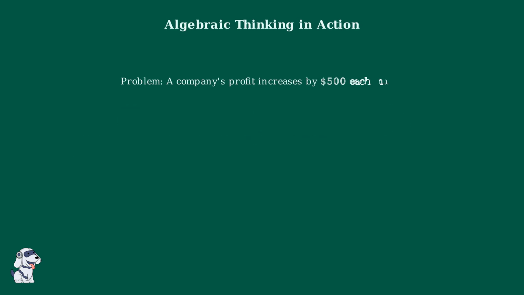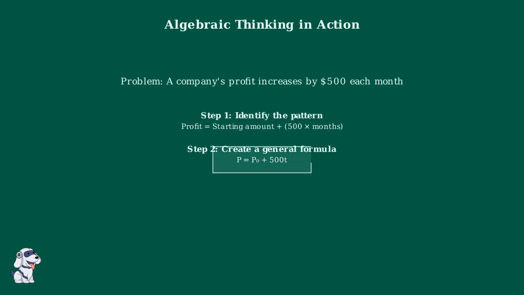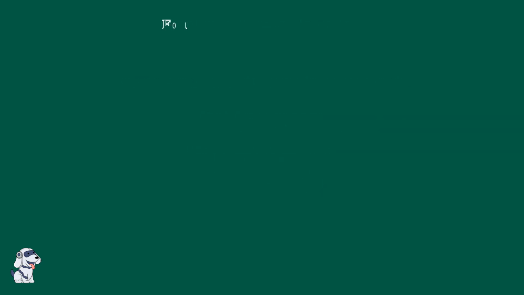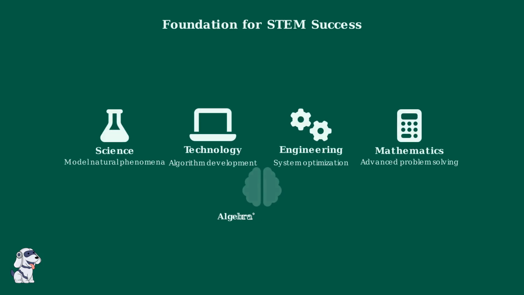Consider this example. A company's profit increases by $500 each month. Algebraic thinking helps us identify the underlying pattern, create a general formula, and use it to make predictions. This demonstrates how we move from specific observations to abstract mathematical models. Algebraic thinking serves as the foundation for success across all STEM disciplines. In science, it helps model natural phenomena. In technology, it drives algorithm development. In engineering, it enables system optimization. In mathematics, it powers advanced problem-solving capabilities.